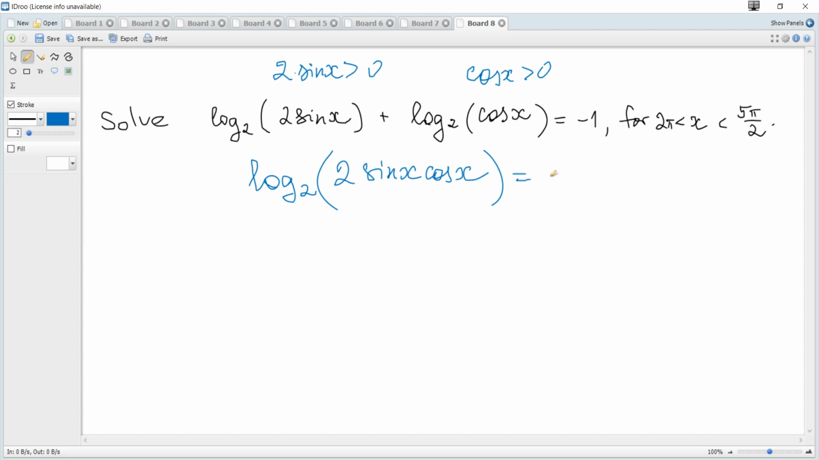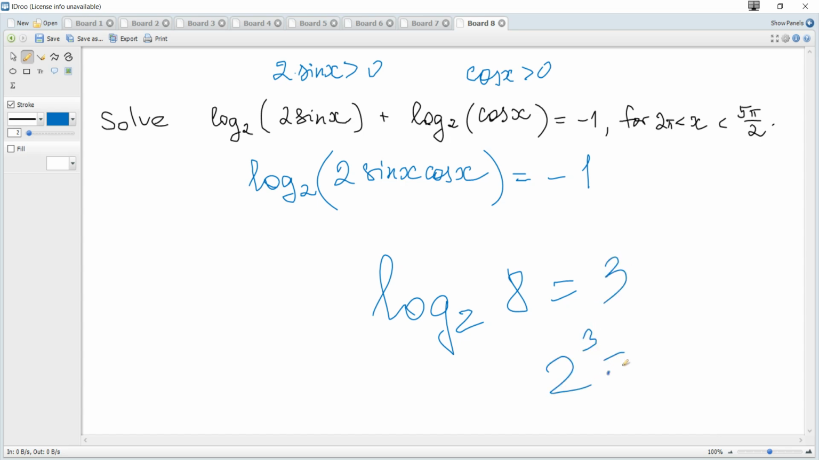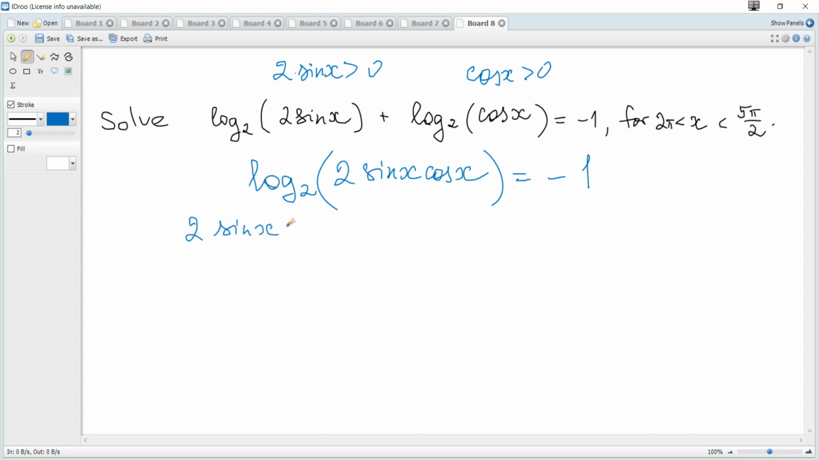is equal to -1. And then what is log by definition? Log to the base 2 of 8 is equal to 3. Why? Because 2 cubed is 8. So 2 to the power of -1, which is what? A half, is equal to this. So 2 sine cosine is equal to half. 2 to the power of -1, which is 1 over 2 to the power of +1.